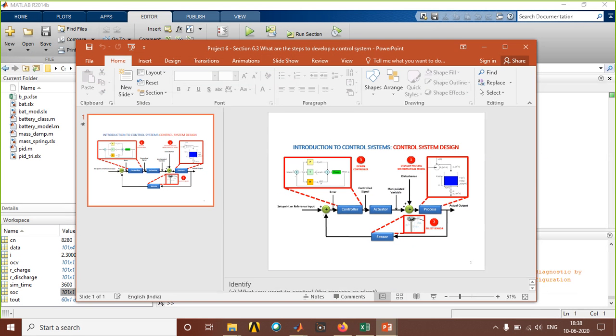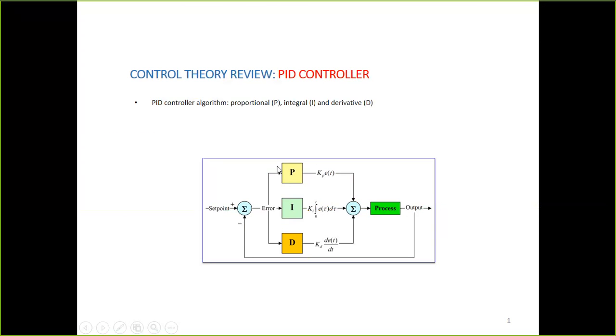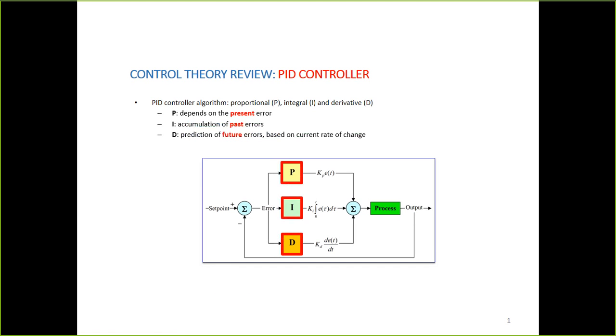So please listen carefully. This is our PID controller. If you see here, we have three definitions for the three terms: proportional, integral, and derivative.